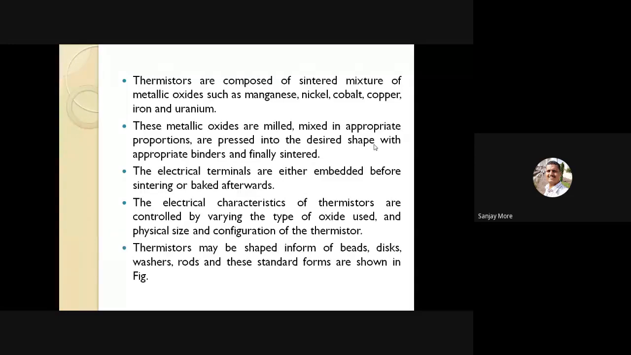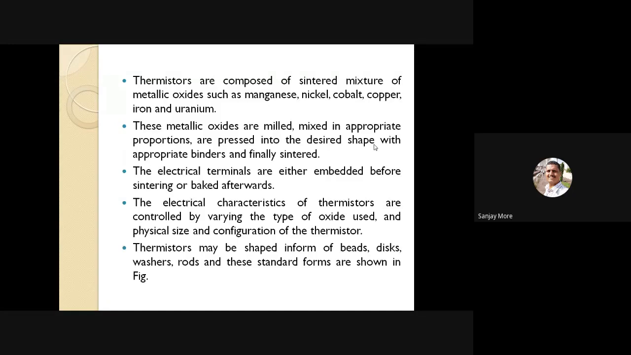Are pressed into the desired shape with appropriate binders and finally sintered. Full stop and next line.